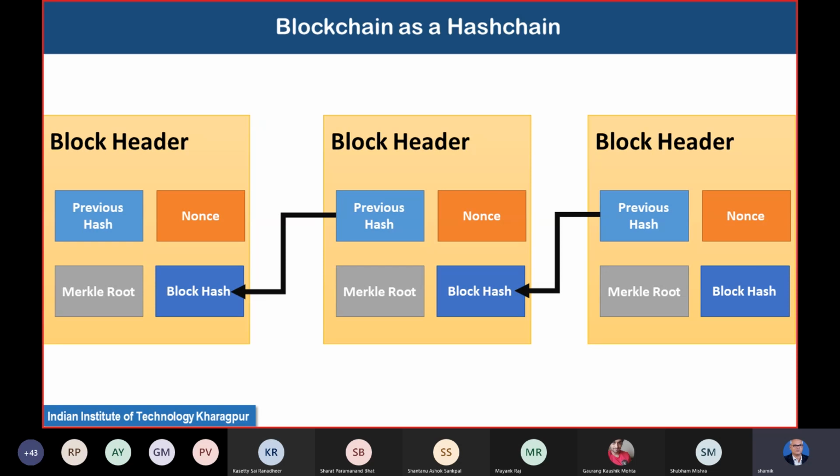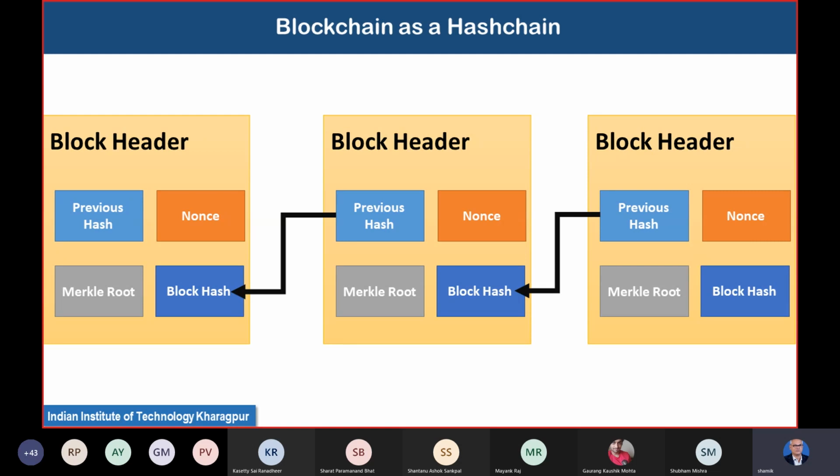But just to see, this previous hash is the hash pointer pointing to the previous block. So it is the block hash that is there in the previous block header. That will be the hash that is in the block in the middle. So if someone changes something in the block on the left, the block hash will also change, and as a result this previous hash, this hash pointer, will break.